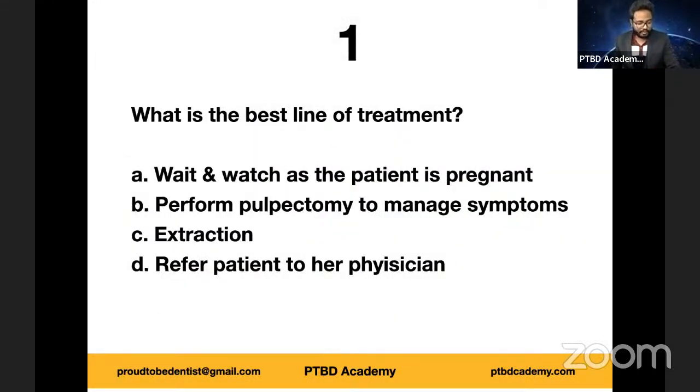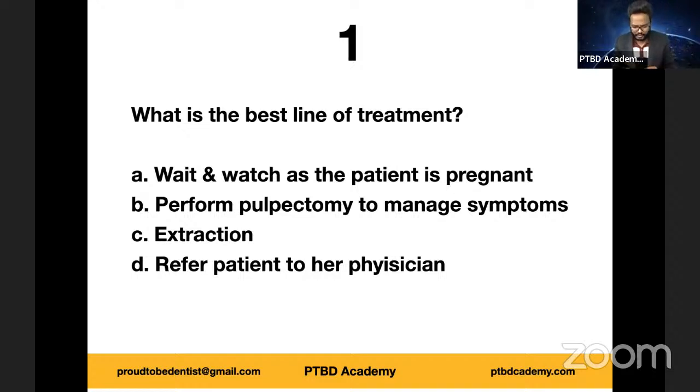What is the best line of treatment in this particular context or case? Option A, wait and watch as the patient is pregnant. Option B, perform pulpectomy to manage symptoms, at least for now, as she is in second trimester. Option C, extraction. Option D, refer patient to her physician. So which one do you think is more appropriate answer? I'm sorry for the spelling mistake of the physician.